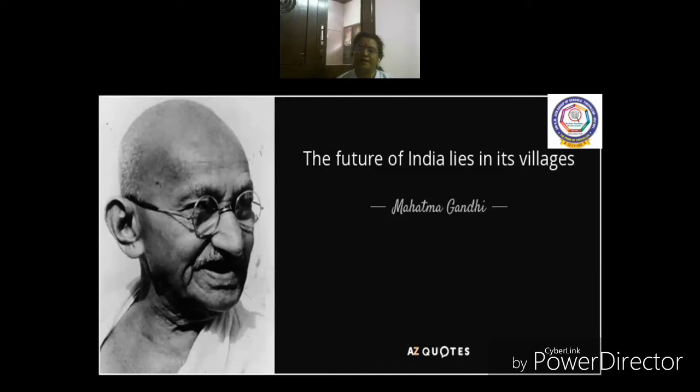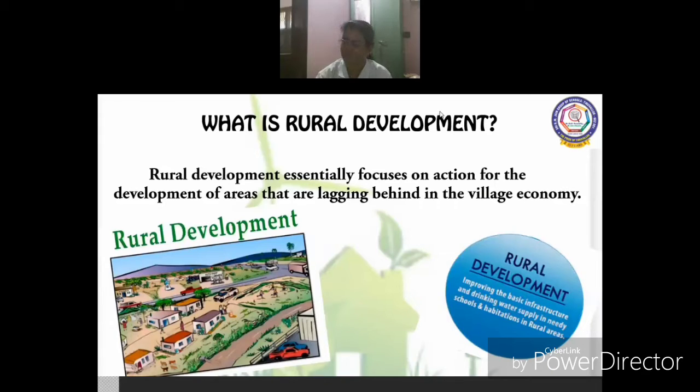The future of India lies in its villages, as rightly said by Mahatma Gandhi. So, once the villages develop, the country also develops. What is rural development? There is no use in developing urban areas alone by setting up many industries, good hospitals, good educational institutions, etc. It is the need of the hour to develop the rural areas. Rural development essentially focuses on action for the development of areas that are lagging behind in the village economy. So let us discuss which are the areas that are lagging behind.